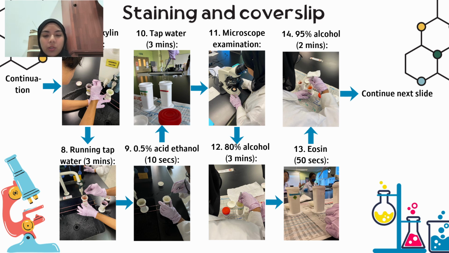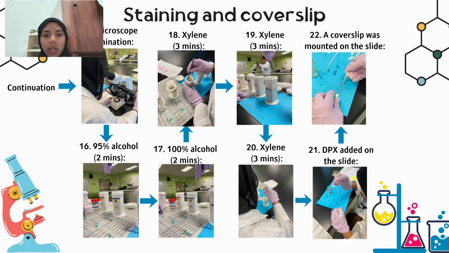and afterwards it is immersed in alcohol and then eosin in order to stain the cytoplasm red, and then the tissue will undergo a microscope examination again, and then afterwards it is immersed in alcohol and xylene in order to clear the alcohol, and lastly cover slip is mounted on the tissue side by adding DPX and slowly carefully adding the cover slip on top of it.